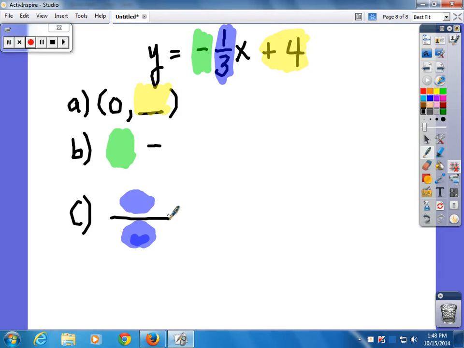All right, what is my y-intercept? What is my slope? Is it negative or positive? That means it's going left to right, what? Just like that. And what is my slope? 1 over what? Which is my vertical over my horizontal.